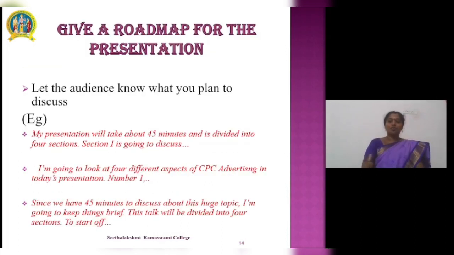And you have to give a roadmap for the presentation. Even if your presentation is short, it will be helpful for the audience to know what you plan to discuss. So we can say, my presentation will take about 45 minutes and is divided into 4 sections. Section A is going to discuss, like that you can give a roadmap. Rather than hearing an endless stream of information, it is better to reveal what you plan to discuss. One of the best ways of giving a roadmap is to say, since we have 45 minutes to discuss this huge topic, I'm going to keep things brief. This talk will be divided into 4 sections, to start off, like that you can say.